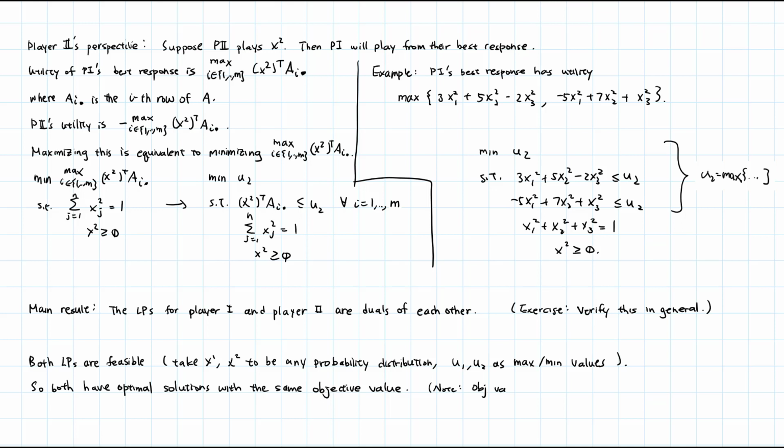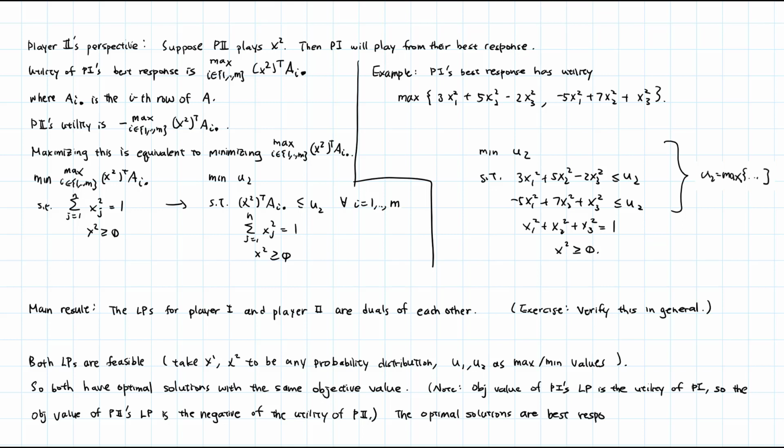Note that the objective value of player 1's LP is the utility for player 1, so the objective value of player 2's LP is the negative of the utility for player 2. And the way that we have set up the 2 LPs means that the optimal solutions are best responses to each other, so they must form a Nash equilibrium. And we can find such a Nash equilibrium by solving it using simplex. There is a modified version of simplex that is provably polynomial time, so this can be found efficiently.